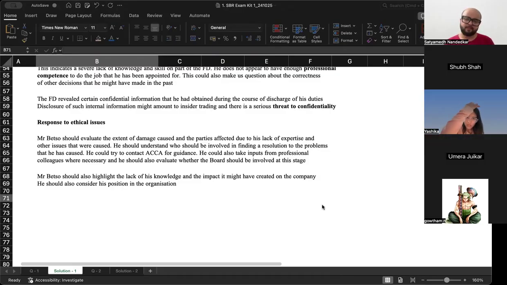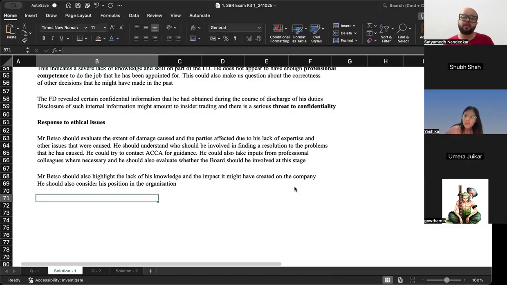So the response is given from the perspective of Mr. Betso. Should we give it from the company's perspective? This is ultimately for the company only, right? And who is the perpetrator of most of these ethical issues? It is Mr. Betso, right? His lack of judgment, his lack of expertise is creating problems. You can mention the company's perspective, but the onus is not on the company, the onus is on him.